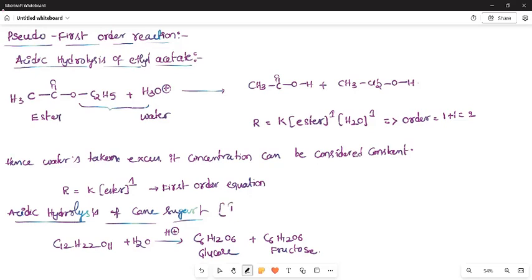Another name for this experiment is inversion of cane sugar. What is the meaning of this inversion? It means you are having a rotation of the cane sugar. Actually, sucrose has a positive value, positive rotation, that is called mutarotation. Once hydrolyzed, it converts into negative rotation because fructose shows the value in negatives. So during hydrolysis, the positive value is converted into negative value. That is called inversion of cane sugar.